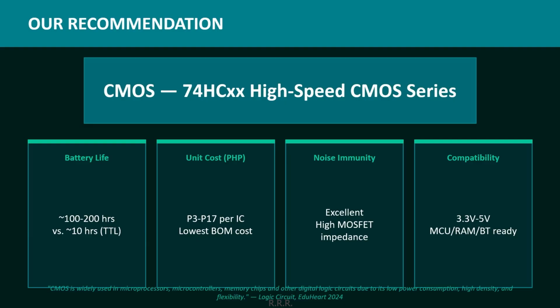And finally, compatibility. The 74HCXX series operates at 3.3 to 5 volts, which is the standard voltage range for the microcontrollers, memory chips, and wireless modules we are already planning to use. No expensive voltage translation hardware needed.